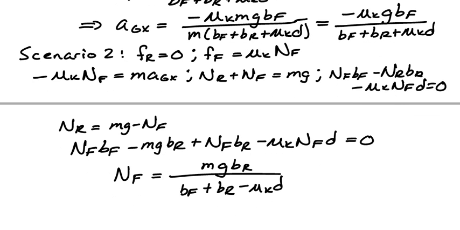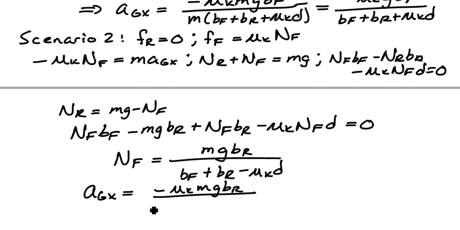I can then plug that into the acceleration equation, and that's going to give me that a_Gx is equal to minus mu_k times mg times b_r divided by m times quantity b_f plus b_r minus mu_k times d.